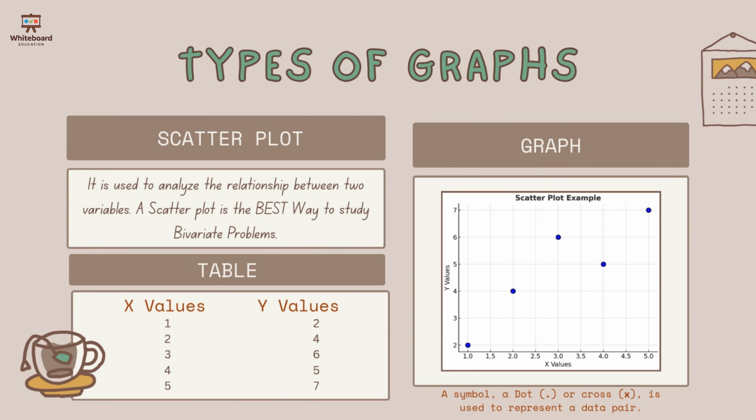It is used to analyze the relationship between two variables. A scatter plot is the best way to study bivariate problems, which we will actually study in the next lecture. A symbol, a dot, or cross, x, is used to represent a data pair on the graph. We mark the scatter plot using the corresponding x and y values, and we plot a point at the exact location. The bivariate data is usually of two types: paired measurements of the same variable or paired measurements of two variables. In same variables we take, like, morning and evening values of a day, and in two variables paired measurements we can take the height and weight of students.